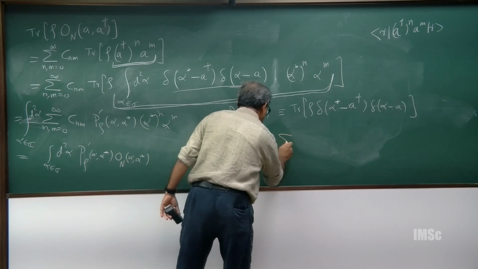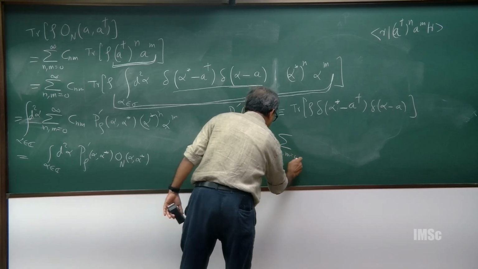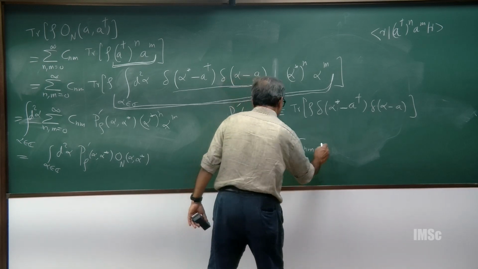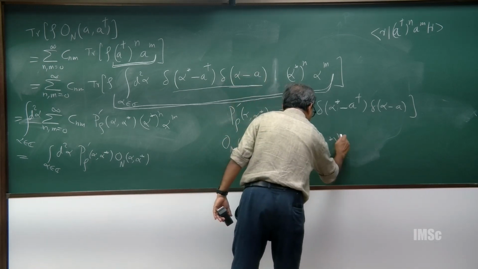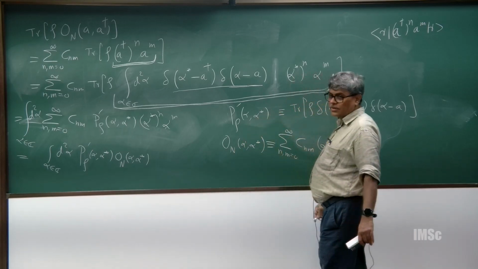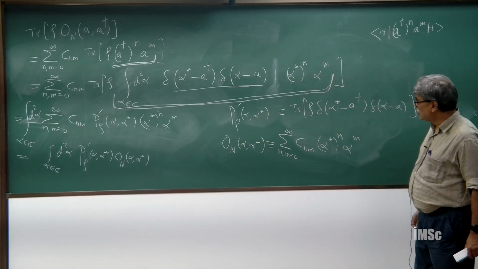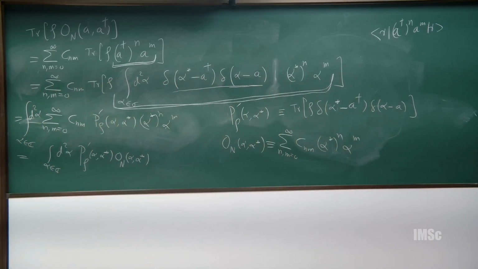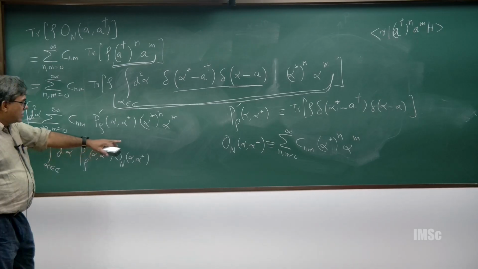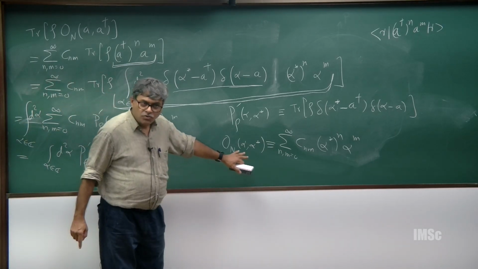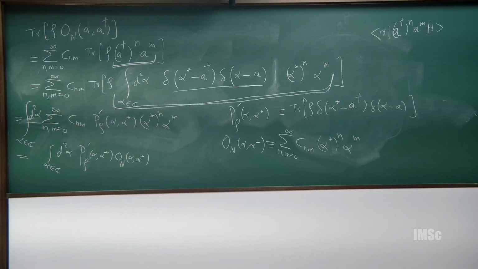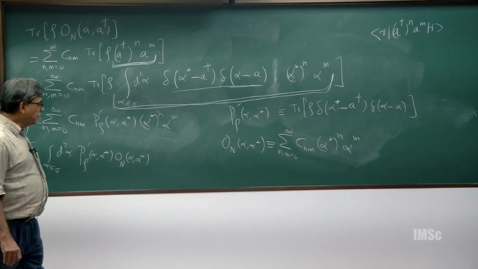This is by definition the sum over n, m from 0 to infinity of C n m alpha star to the power n alpha to the power m. Okay. So, if you look at these two expressions, this is an operator and this is a function, just scalar. What is the difference? Replace A by alpha, A dagger by alpha star, that is it.